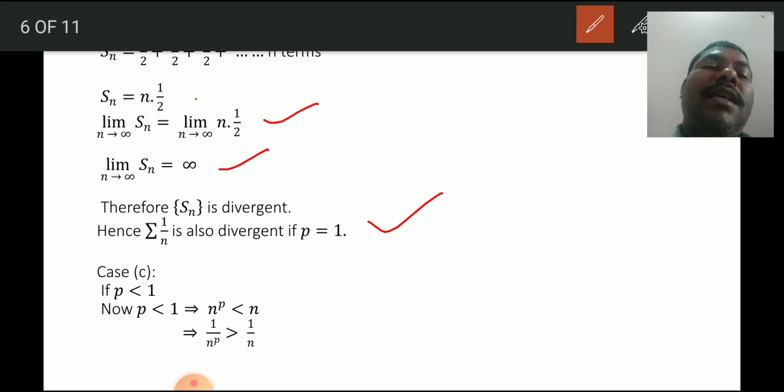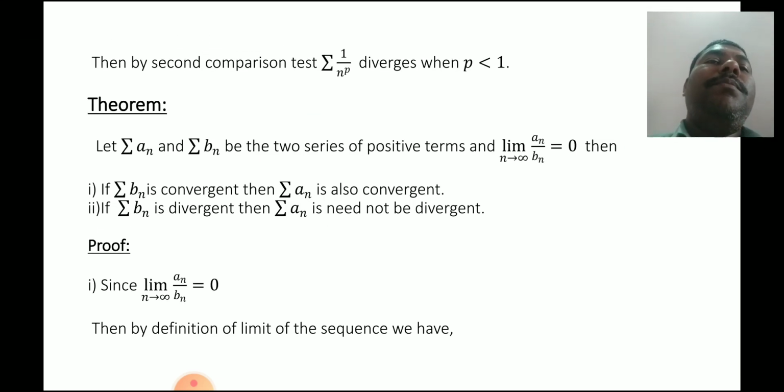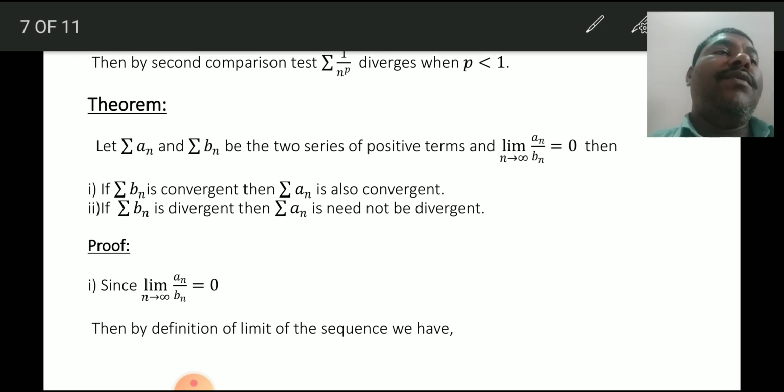In case 3c, we have p less than 1. So now p less than 1, that implies n raised to p less than n. So that implies, taking the reciprocal, 1 by n raised to p greater than 1 by n. Then by the second comparison test, summation 1 by n raised to p diverges when p less than 1. So this is the proof of p series.